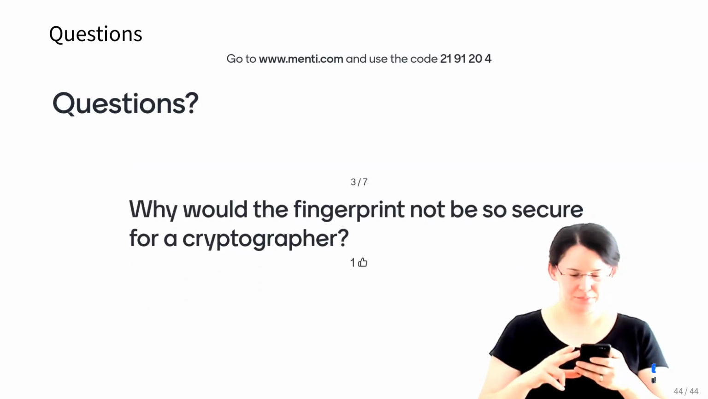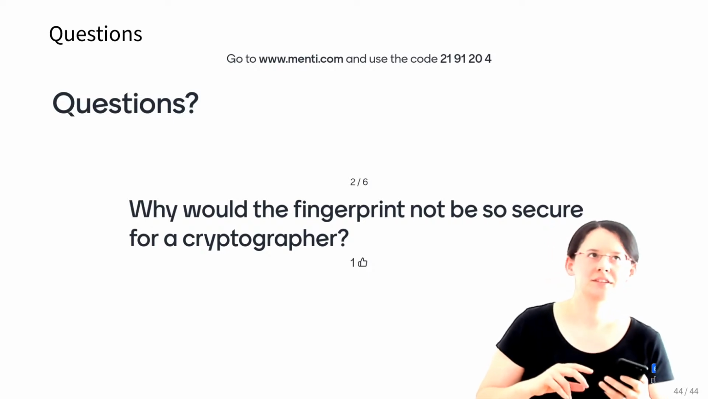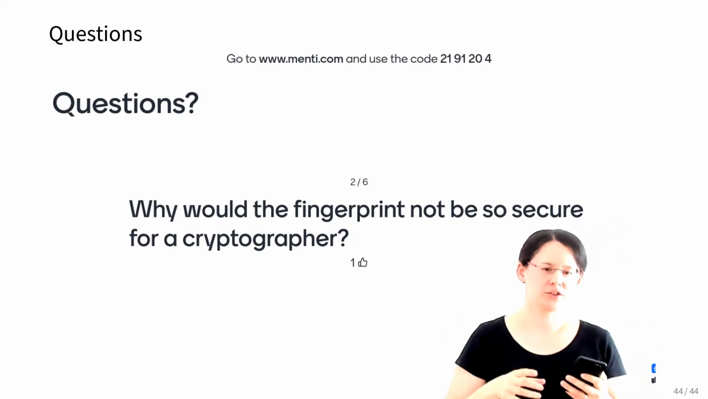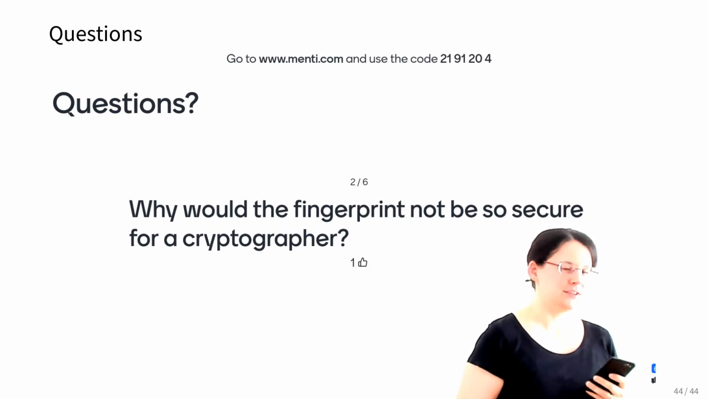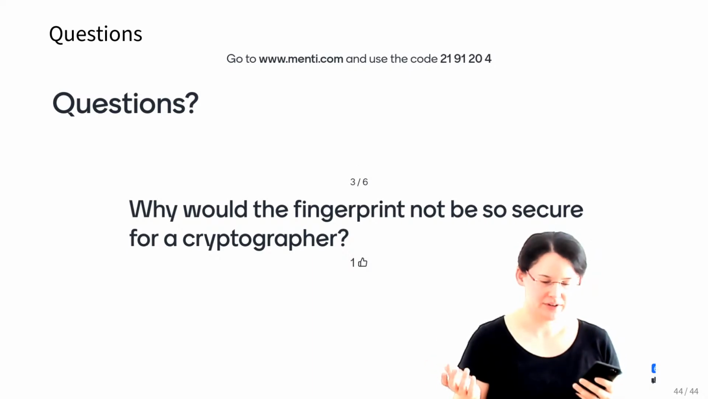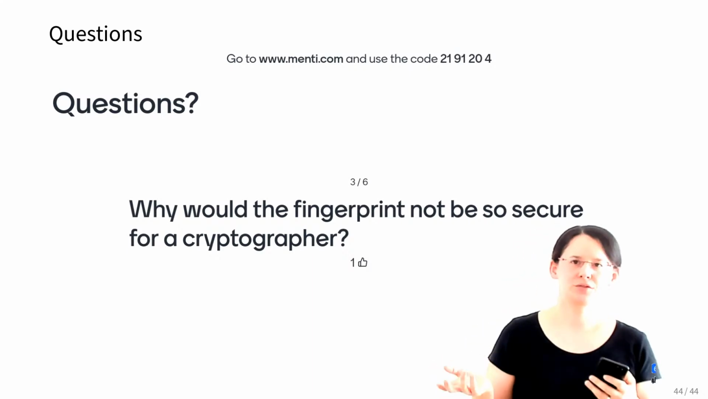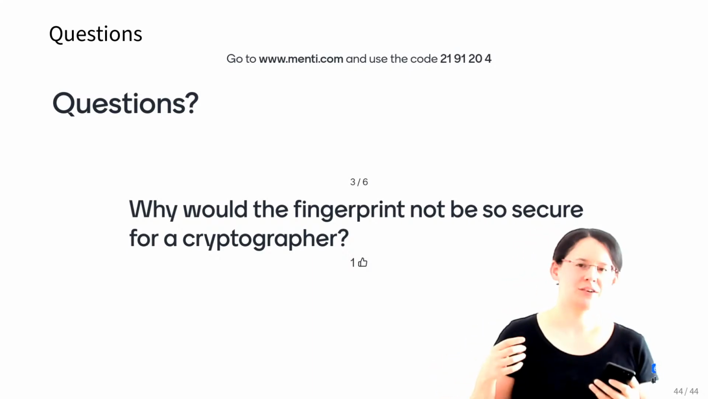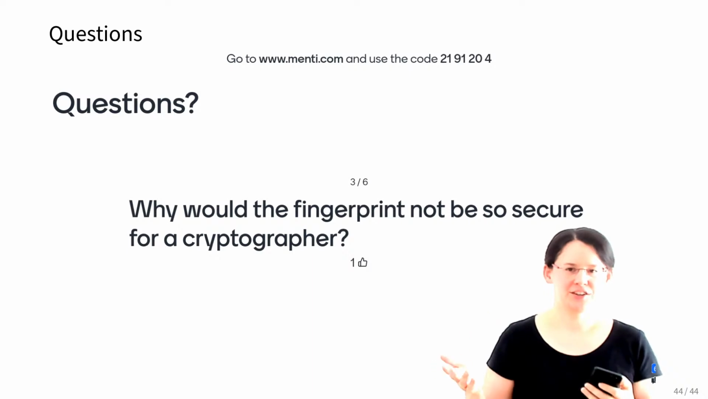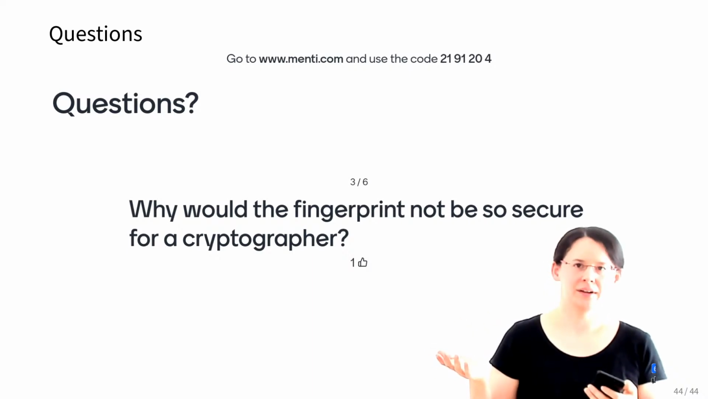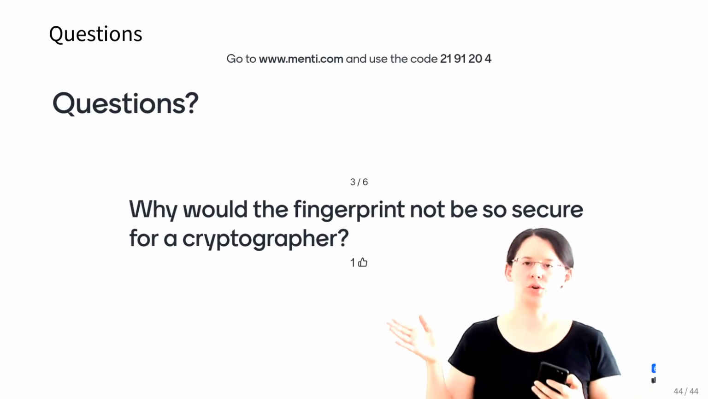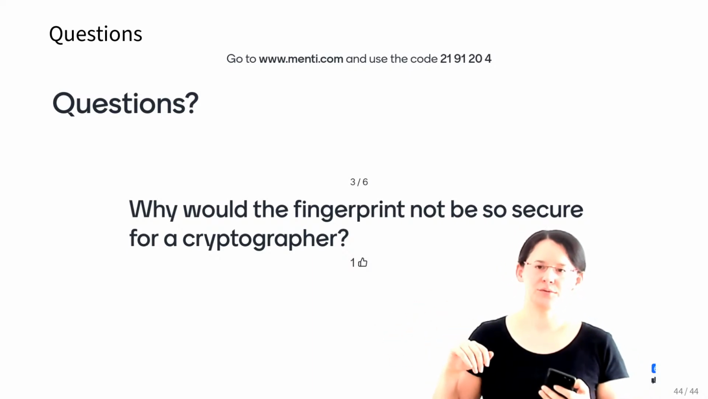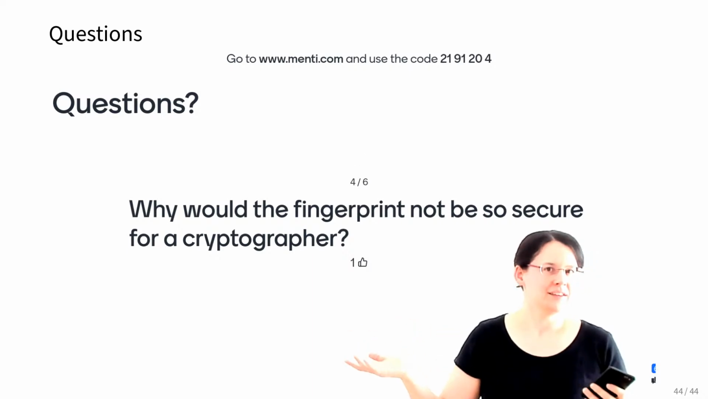Why would the fingerprint not be secure for a cryptographer? This is because fingerprints have been optimized a lot towards usability, so towards making sure that you are not rejected too often. So it's relatively tolerant in which fingerprints it accepts. And fingerprints are also something that you can't change and that you carry around with you all the time. So an attacker will possibly find it easier to collect your fingerprint rather than your password. For example, if they just take one of your used glasses out of the dishwasher, they have your fingerprint.